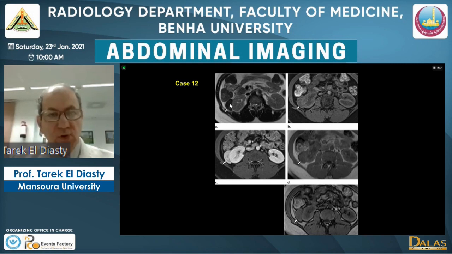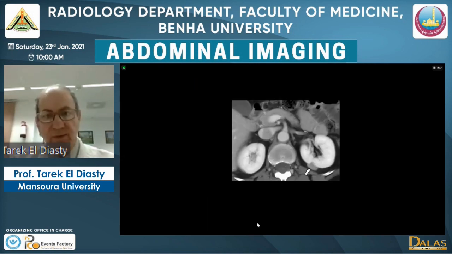Both lesions, this low-fat-containing angiomyolipoma and the previous lesion, papillary renal cell carcinoma, show low attenuation or hypointense signal in T2. However, this one shows marked enhancement due to the vascular content in the angiomyolipoma, and the papillary cell shows minimal enhancement. This is how to differentiate between low-fat-containing angiomyolipoma and papillary renal cell carcinoma.